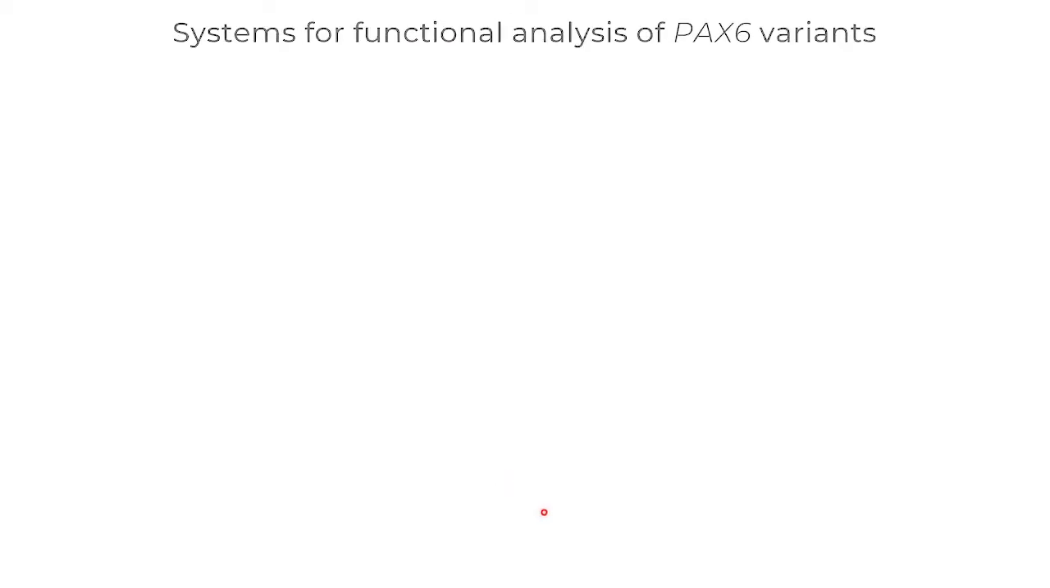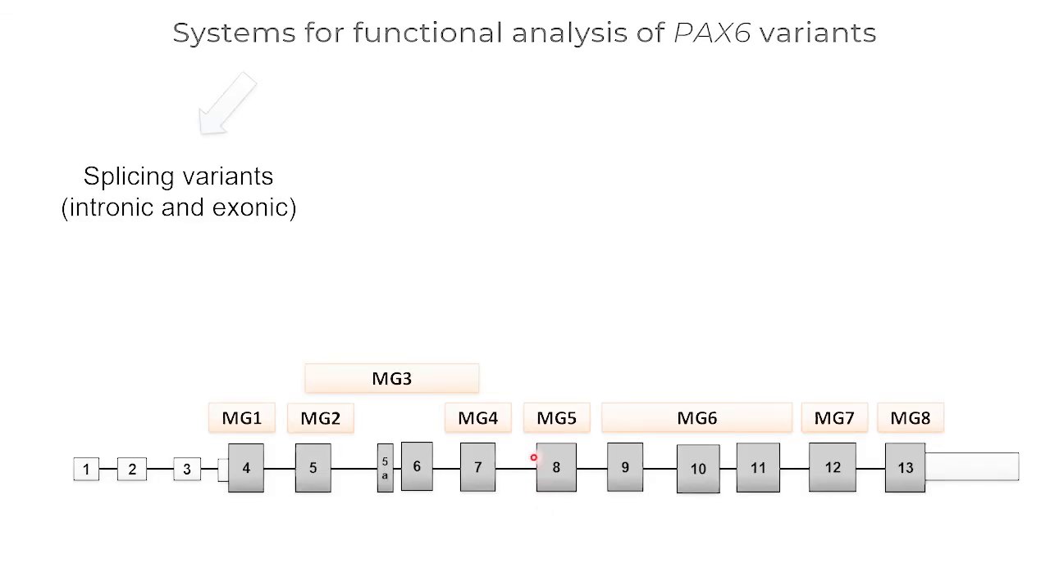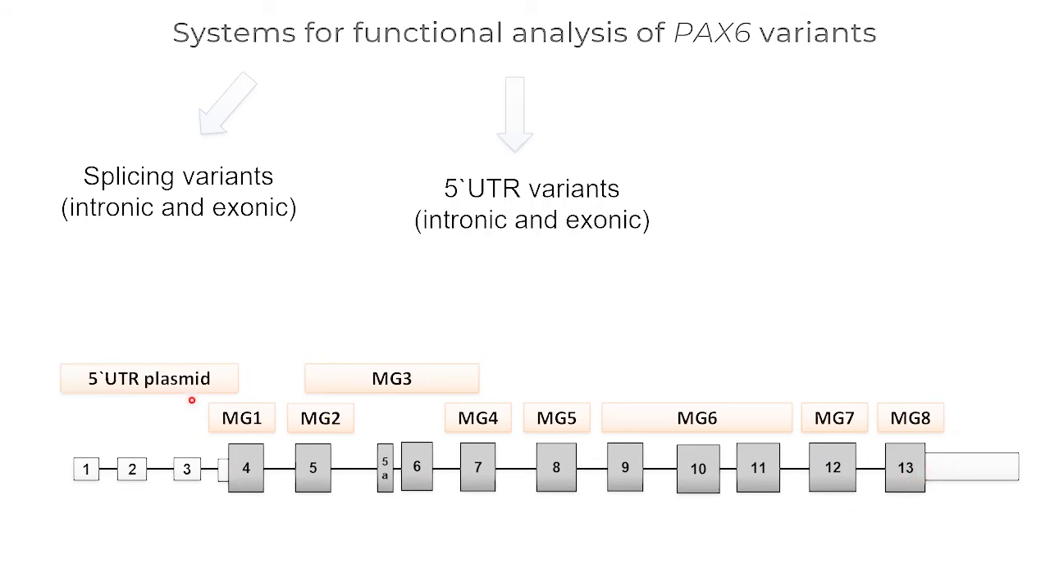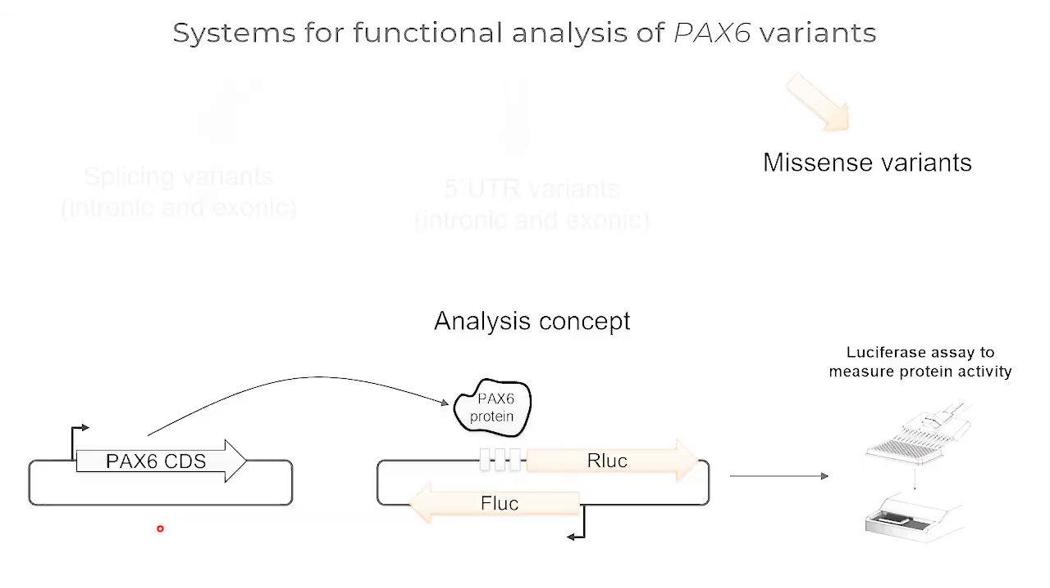To sum up my story, I want to highlight that in our laboratory, we develop and successfully use systems for functional analysis of different PAX6 variants. At the moment, we have a well-functioning system for analysis of splicing variants located in the coding part of the PAX6 gene. Besides, we have a luciferase system that allows us to analyze variants in PAX6 5' UTR, their effect on splicing, mRNA, or protein expression.